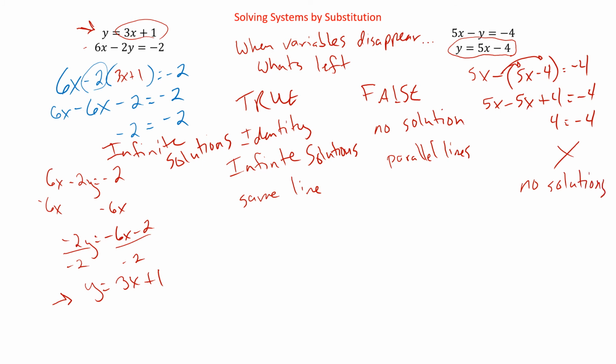Here, if we took this top one, we could move the y over, add the 4 over to get y equals 5x plus 4. Notice they have the same slope, but different y-intercepts. That means that they're parallel, and so there's no solutions. Again, we don't need to notice that beforehand, though. The variables disappear on us. It's like, oh, what do we do? Oh, wait, the problem's basically done at that point. We just have to figure out if what's left is true or false.